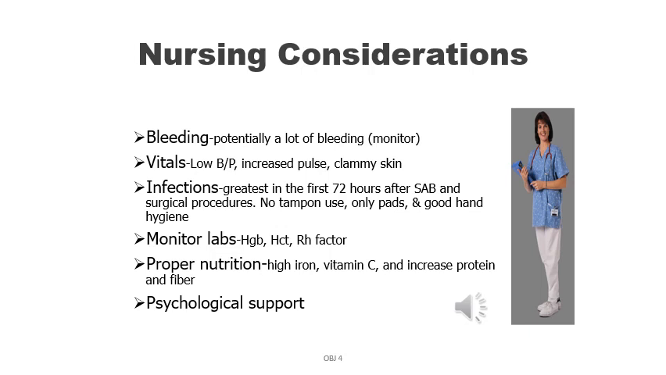Other things you want to pay attention to is infections. It's greatest in the first 72 hours after a SAB and surgical procedures. Of course, you want them to only use pads, no tampons, good hand hygiene, etc. You want to monitor their labs, hemoglobin, hematocrit, and pay attention to their RH factor. It's a huge reminder in this loss period. Not everyone will think to look at the RH factor for these women. If they're RH negative, they should get a shot of RhoGAM. Proper nutrition, high iron, vitamin C, increased protein and fiber, and just lots of psychological support.